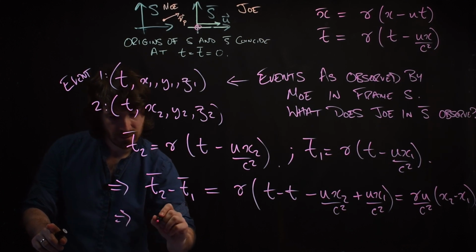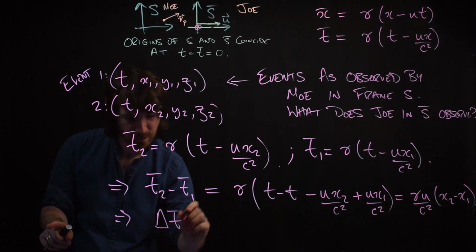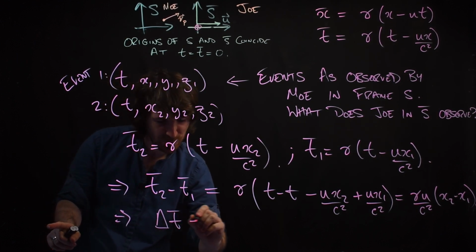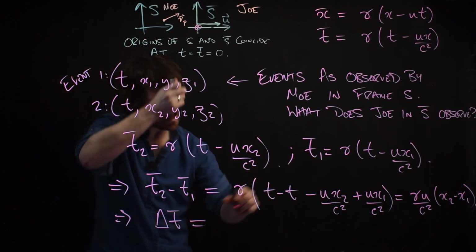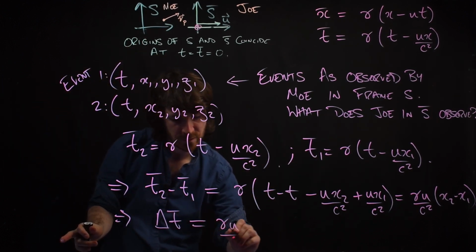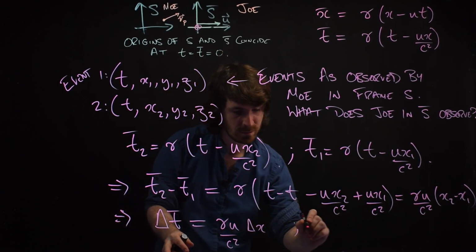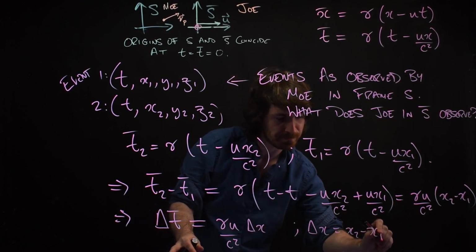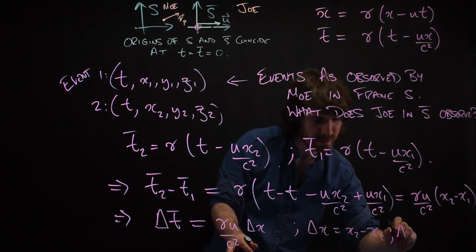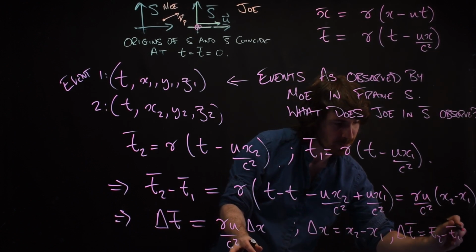Okay, so this says that the difference in time of the two events, let's call it delta T bar, is not zero as Mo observes, but it's gamma u over c squared delta x, where delta x is x2 minus x1, and delta T bar is T2 bar minus T1 bar.